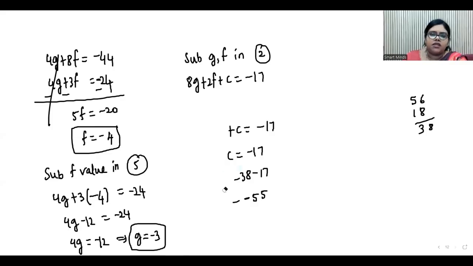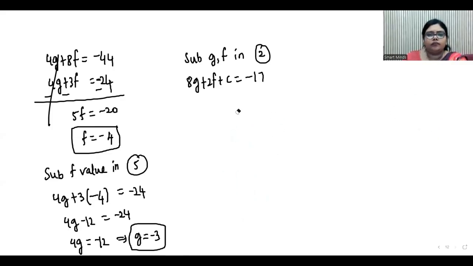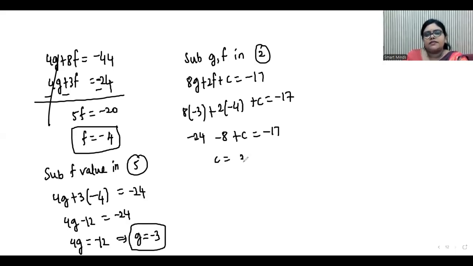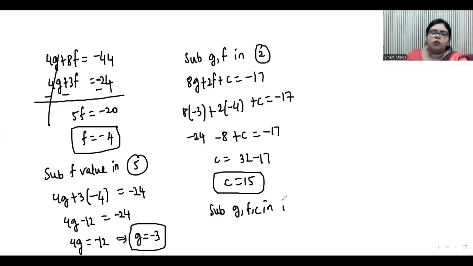Now if you substitute this, you will get 8 into minus 3 plus 2 into minus 4 plus c is minus 17. Minus 24 minus 8 plus c is minus 17. c is equal to 32 minus 17, that is 15. So c is 15. So then substitute g, f, c in equation number 1.